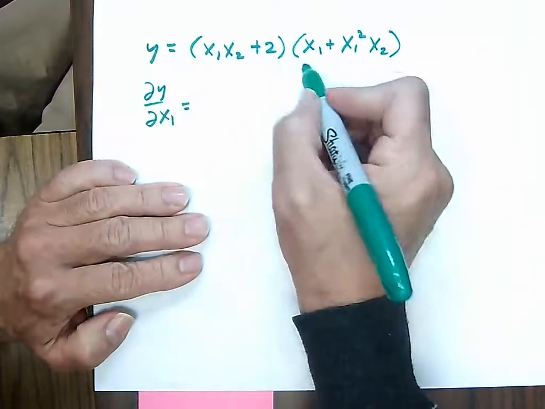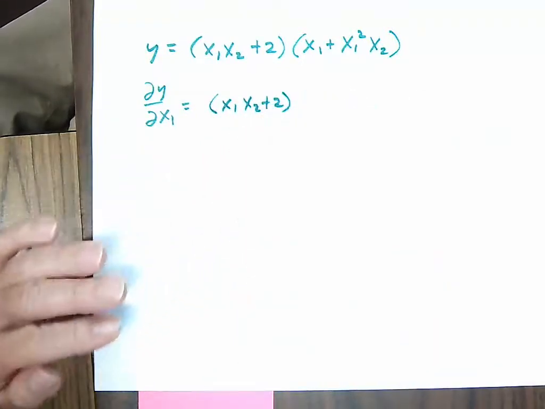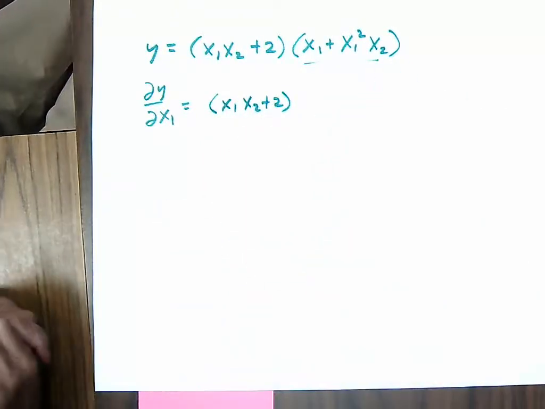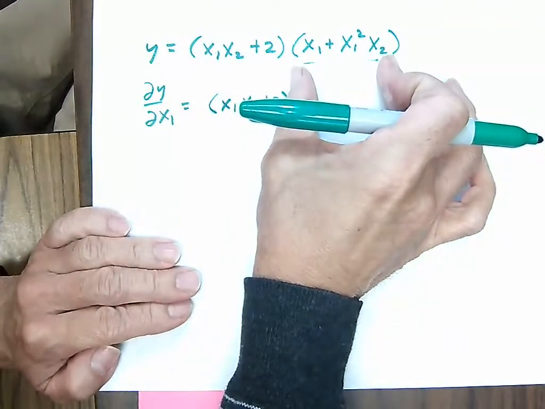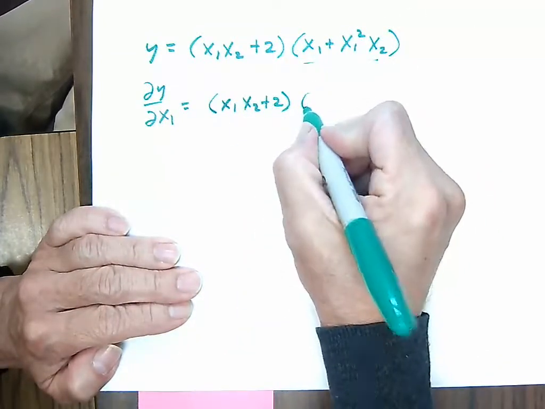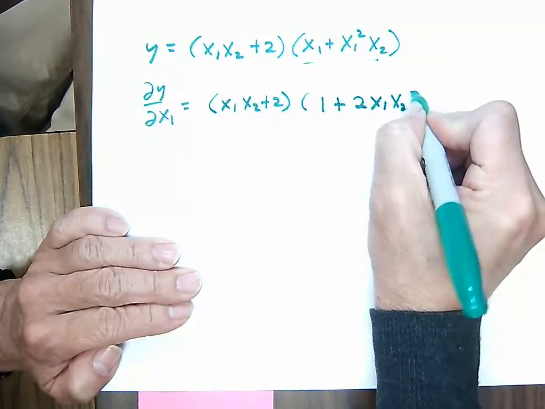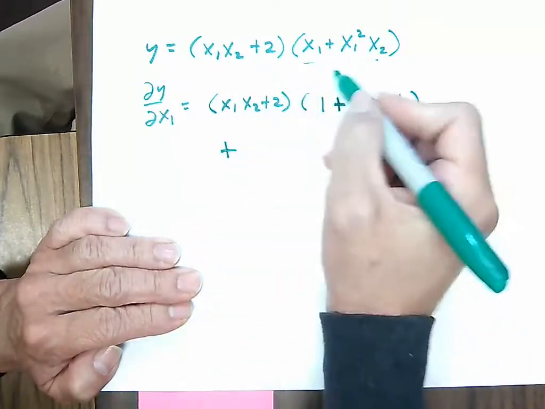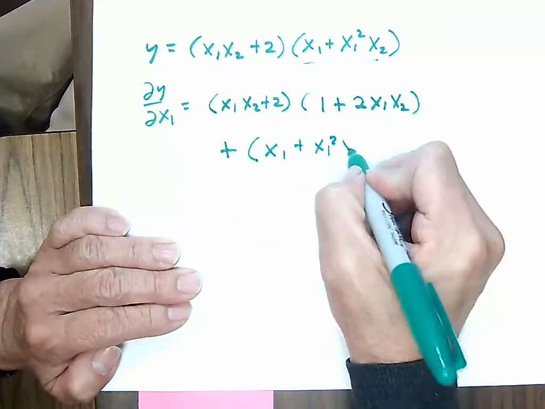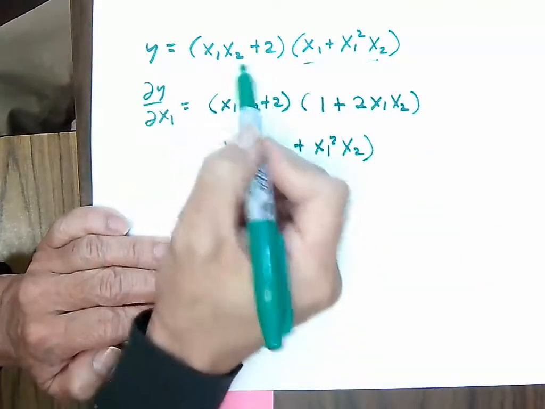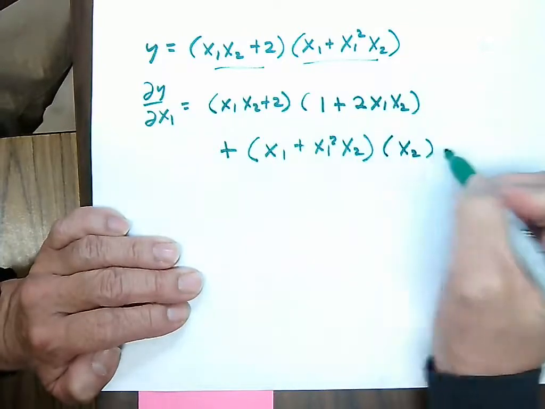The partial of y with respect to x1: rewrite the first, times the derivative of the second with respect to x1. What's the derivative of this second function with respect to x1? Term by term, it's going to be 1 plus 2x1 x2, plus the second, rewrite the second, x1 plus x1 squared x2, times the partial derivative of the first with respect to x1, which is just x2.